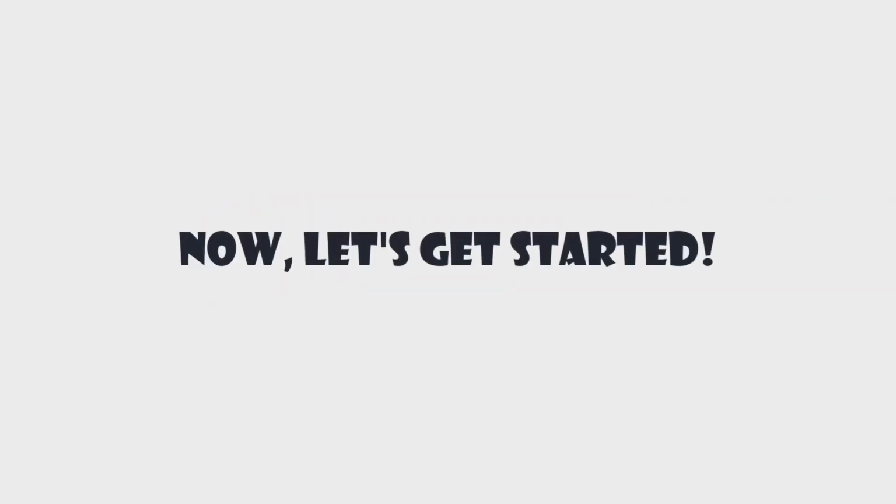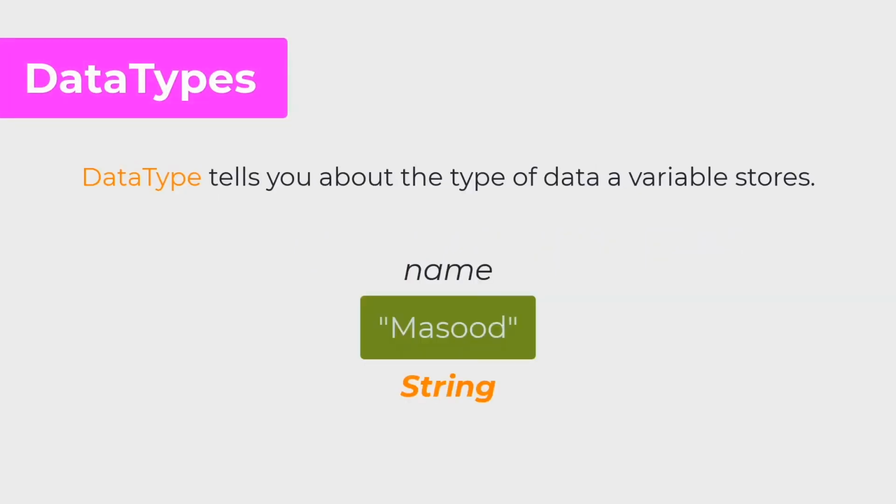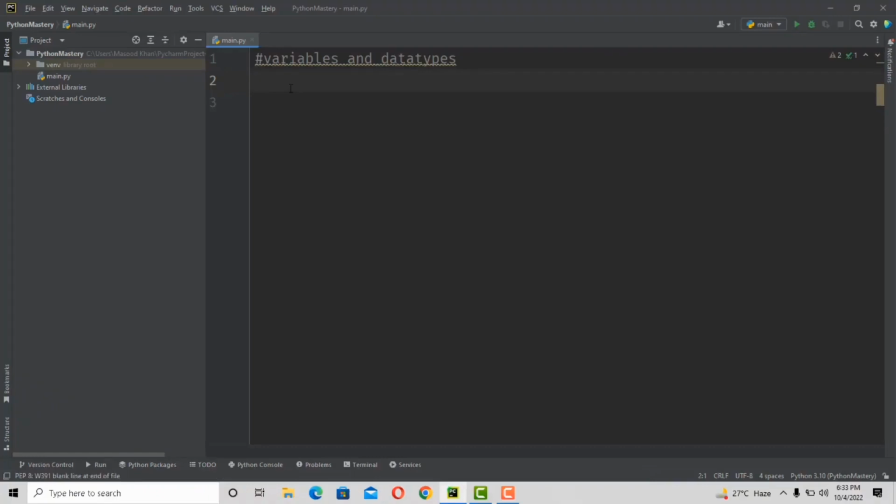Now let's get started. Variables are basically containers to hold some data, whereas data type tells you about the type of data a variable stores. For example, let's create a variable called name and let's put hello world inside that. So here name is a variable that holds the data of string data type, and we can now print this variable using our print statement.